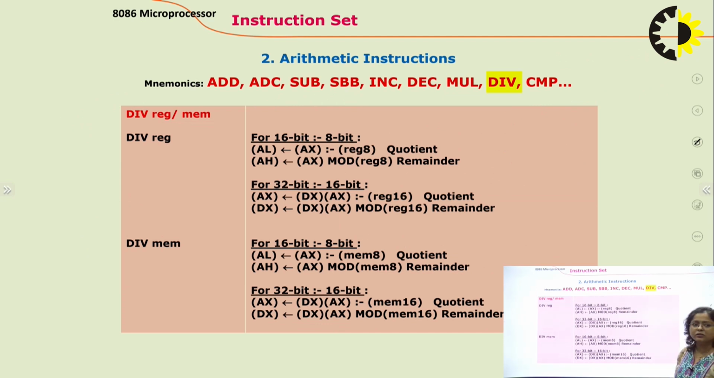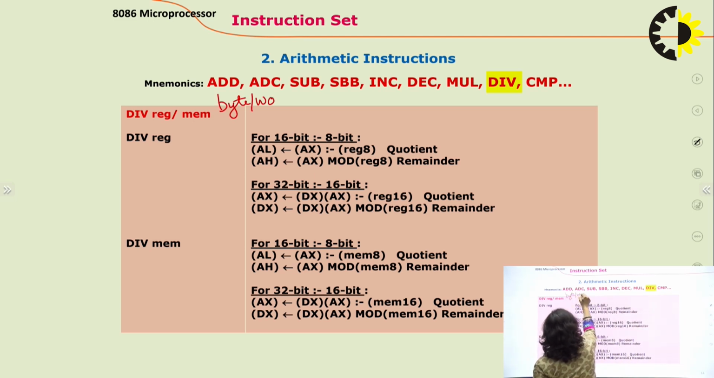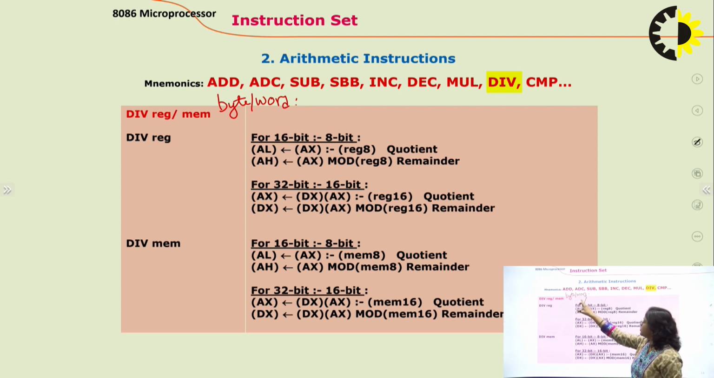The divide instruction also works on byte or word. And for divide, there are two outputs, one is the quotient and another is the remainder. So byte means 16-bit by 8-bit division. Why is it called a byte operation? Because both the quotient and remainder will be of 8 bits.